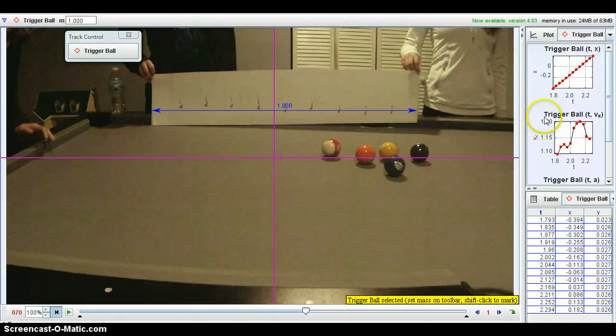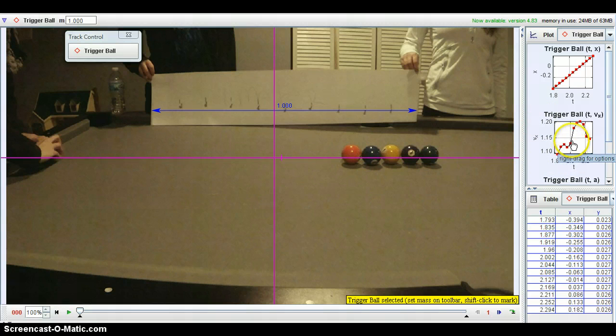If you take a look at the Vx versus t graph over here, you can see that the ball experiences a slight dip in velocity shortly before hitting the rest of the balls. This, we think, is due to the fact that we observed a small dip in Kaylee's pool table right here at this point. The trigger ball transfers its torque and its energy to the rest of the balls as it strikes them, causing the balls to then disperse in the various directions.